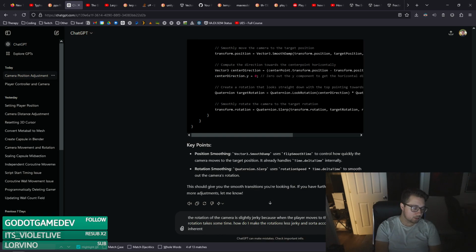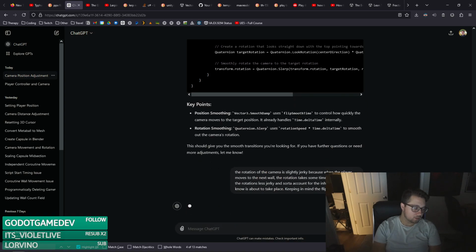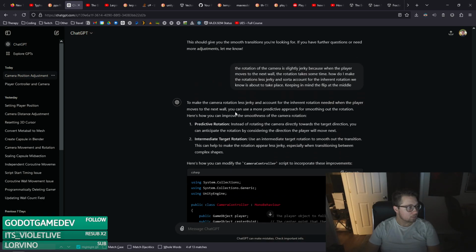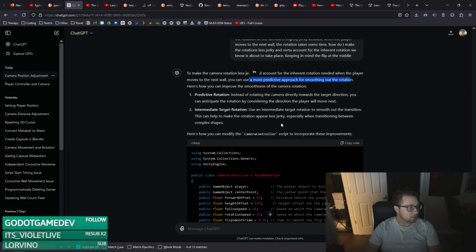inherent rotation we know is about to take place, keeping in mind the flip, the middle. There's a more predictive approach for smoothing out the rotation.